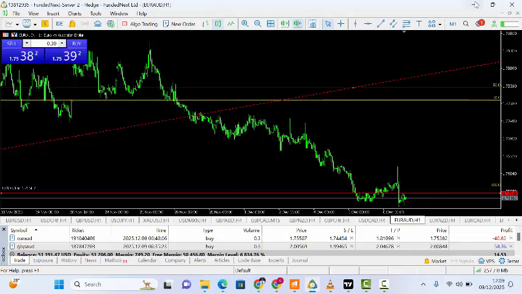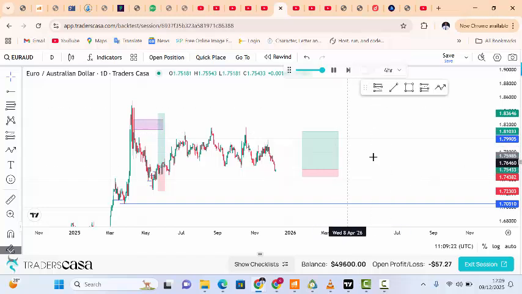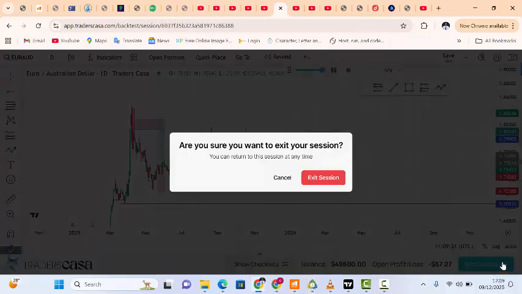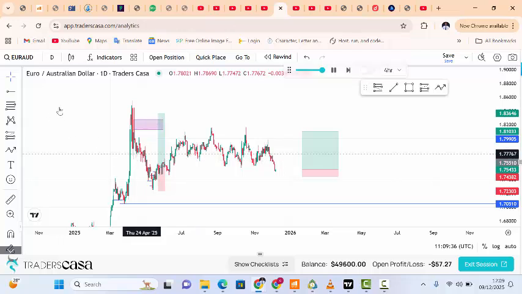Alright, so we've seen how this thing is now. Let's do another back test. So I'm just going to exit session. And the thing with the free ones, they only give you 1 year. They don't allow you to go so far back. Exit session. So I am going to create a new back test.